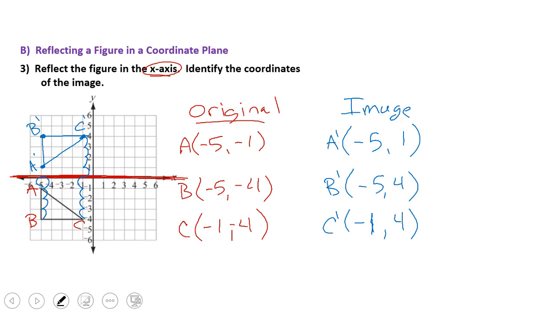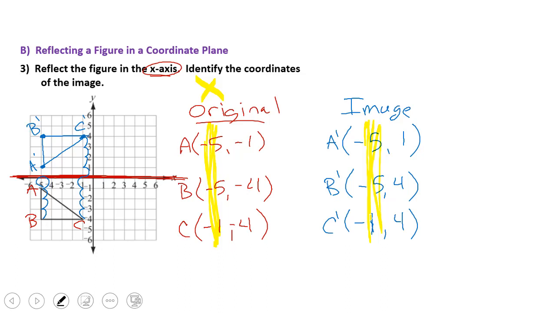We also learned just now a moment ago that when we're reflecting in the x, every x point stays the same and every y point is opposite. So since we did it in the x-axis, we're going to look. All these are the x points. So all of these right here, did they stay the same when we come over to the image? -5, yep. -5, yep. -1, yep. They all stayed the same.